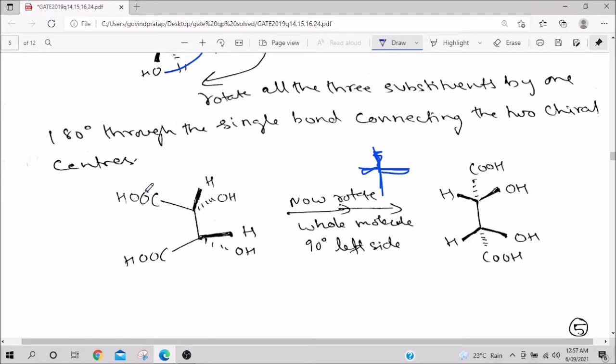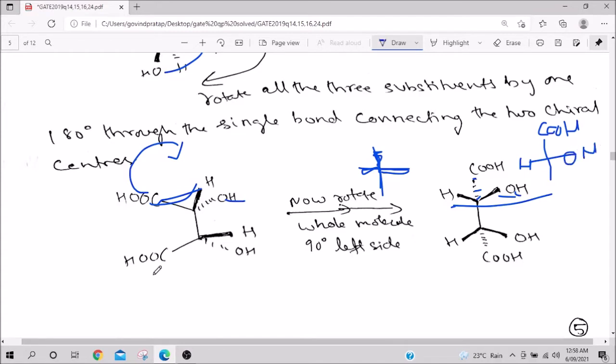So, I am going to rotate it 90 degrees, so that COH goes away from the viewer, and now both of them have come front, but H goes on the right side, OH goes on the left side. So, now I can draw the Fischer projection formula. Because COH is away from the viewer, it will go in the vertical line, and these two are towards the viewer, so they will be in the horizontal line. You can see H is on the left side, so write H on the left side, and you can see OH is on the right side, so write OH on the right side.